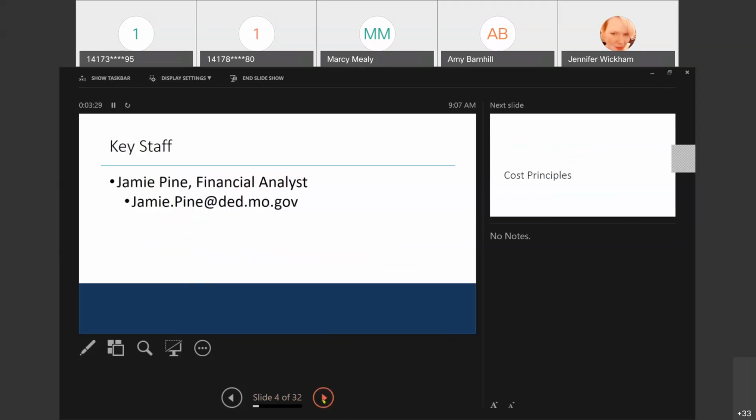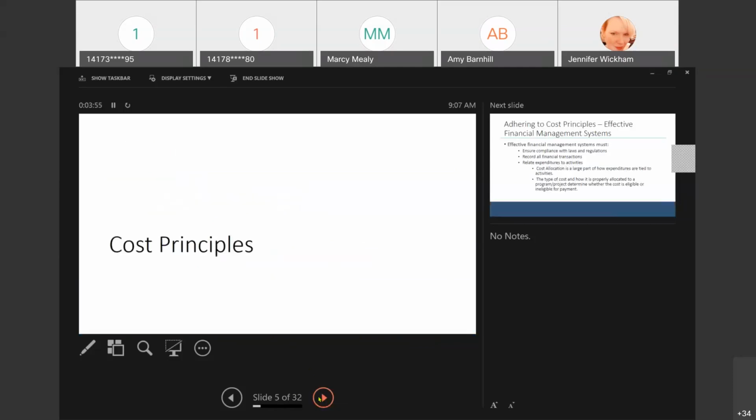JD Pine is the financial analyst for the CDBG programs. She is not able to join us today, but she is key to being involved with the financial elements of building your project budgets. She is available if you have any questions as you work through your application process. So we'll get started on the basic cost principles.